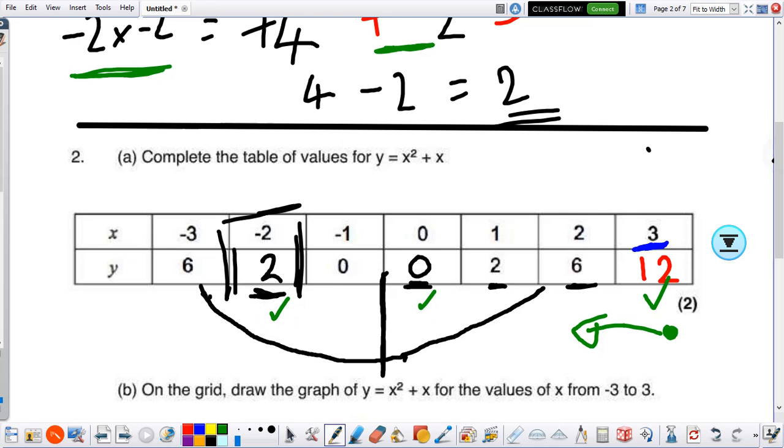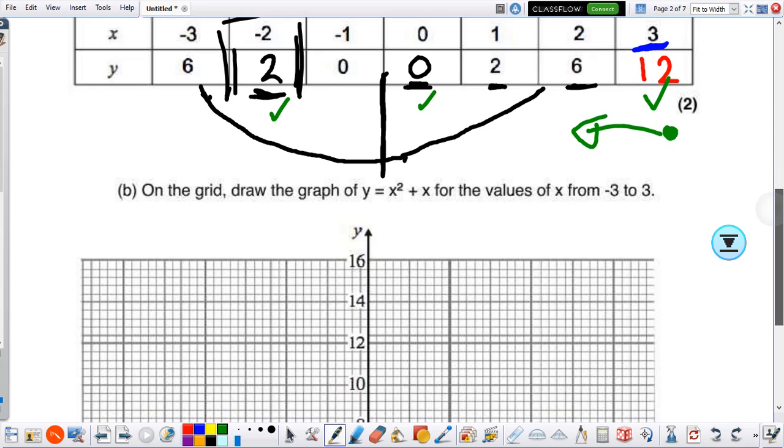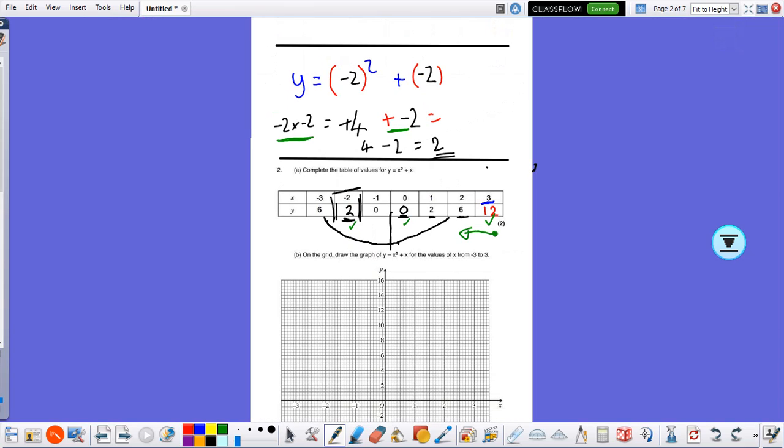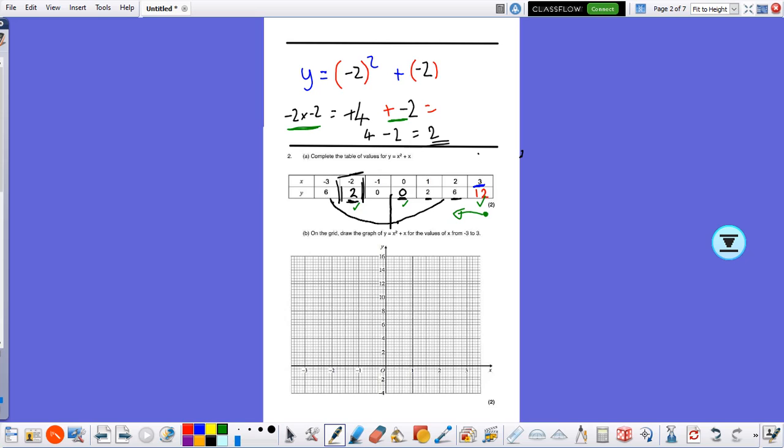Now we're going to come to plot it. Just going to make it a little bit bigger so we can see it. So I've got 3, 12. We've got 2, 6. We've got 1, 2. We've got 0, 0. We've got negative 1, 0. We've got negative 2, 2. And then we've got negative 3, 6.